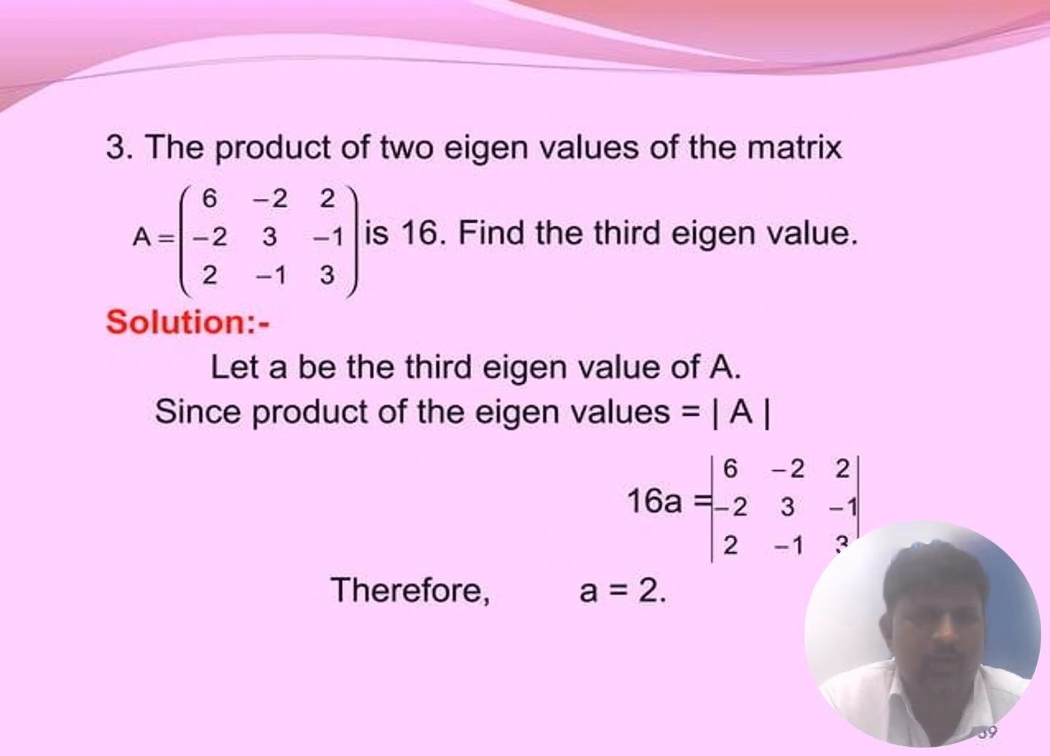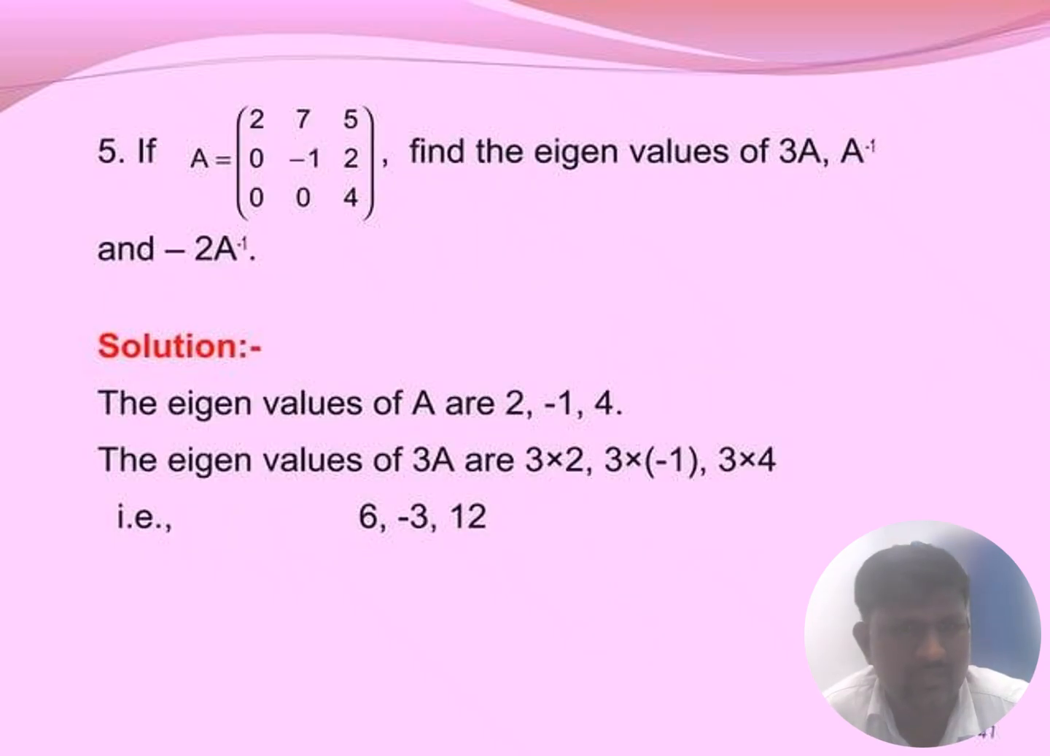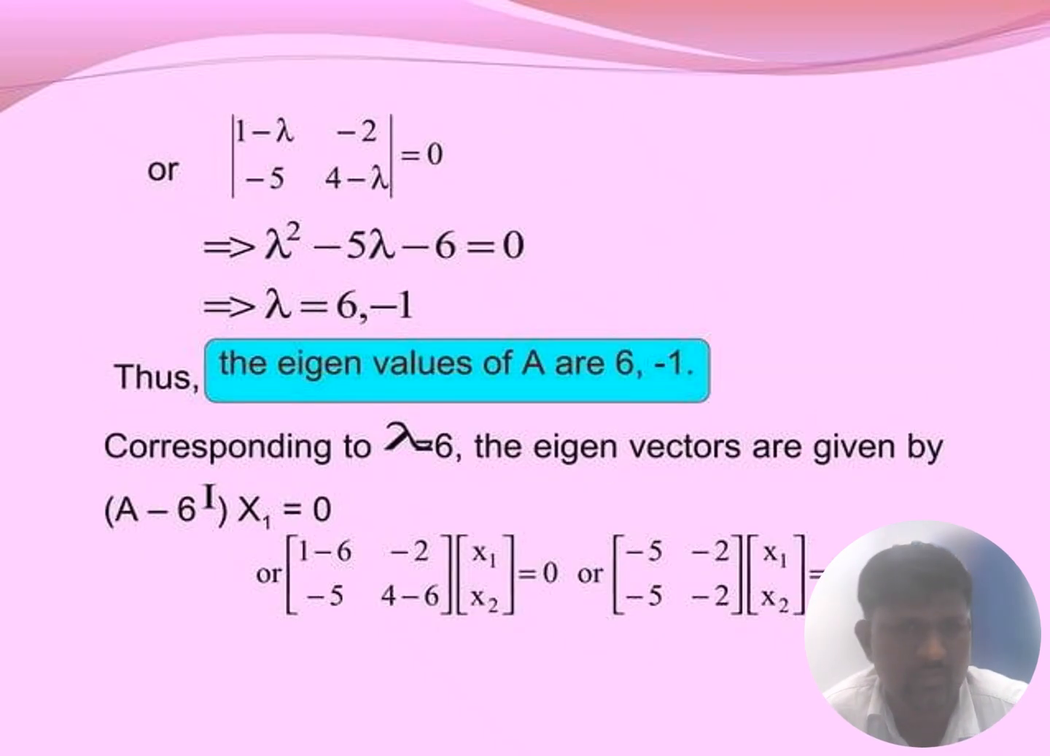Next problem, the product of two eigenvalues of the matrix capital A is 16. Find the third eigenvalue. So for this problem we can use the property of the product of eigenvalues. We know that the product of eigenvalues is equal to the determinant of A. The determinant of A value is 32. So the product of the two eigenvalues is 16 and the unknown eigenvalue we consider small a. So 16a equal to 32, a value is 2. Similarly, we can solve the other problems.